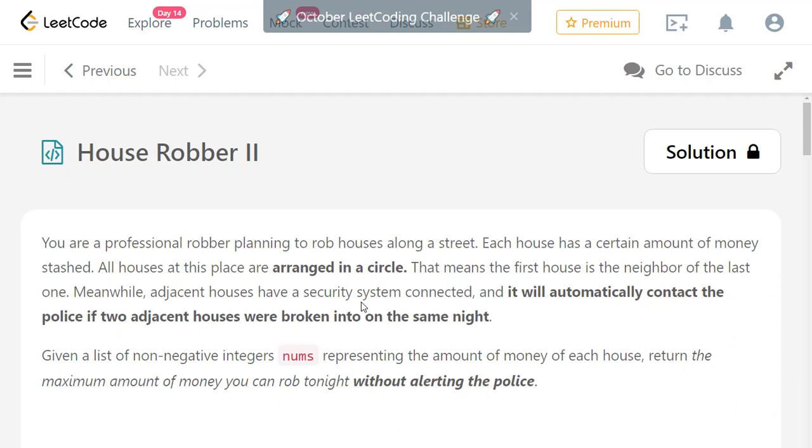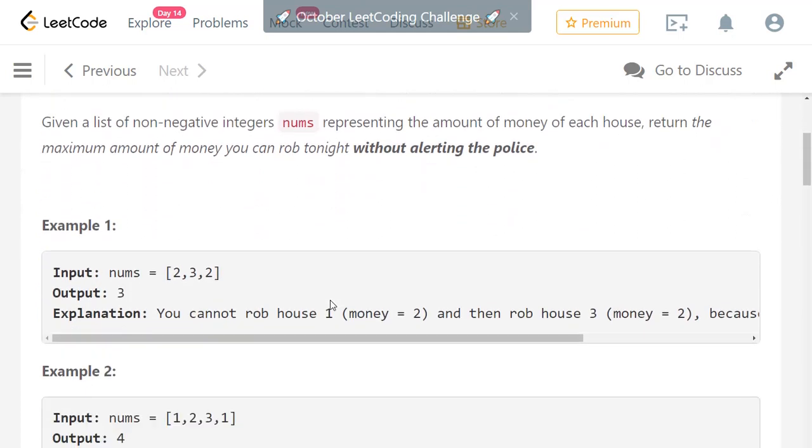Now there is a robber who is going to break into all these houses and get some money. There is only one condition: he cannot break into any two adjacent houses. He has to follow this condition and maximize the amount of money that he can get from breaking into all these houses. Okay, so let's look at the examples to get more understanding about the problem.